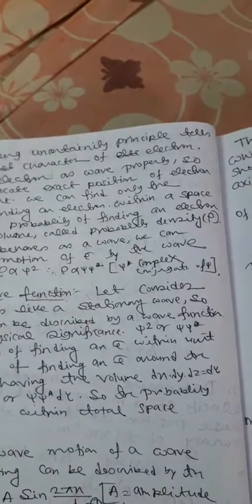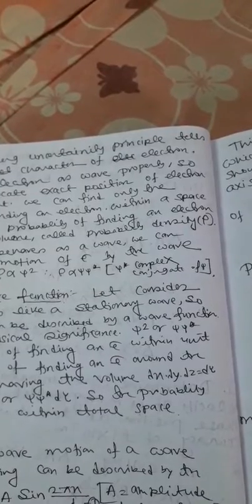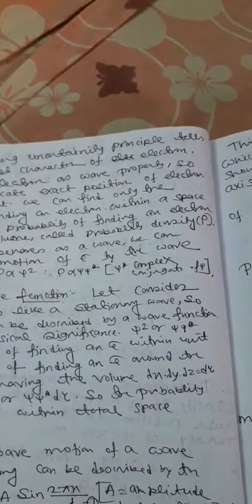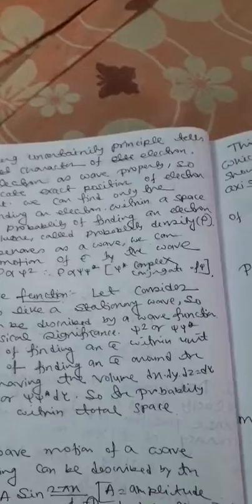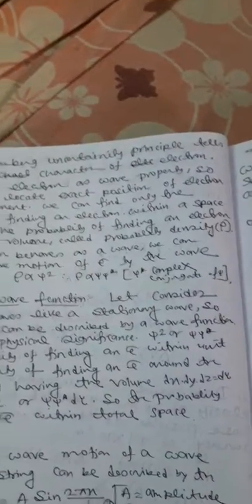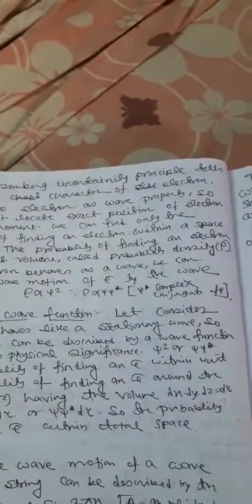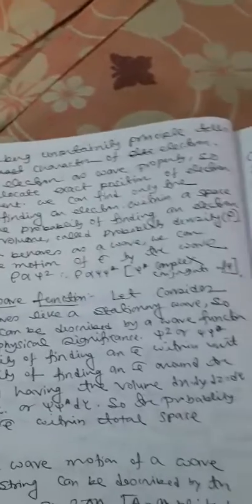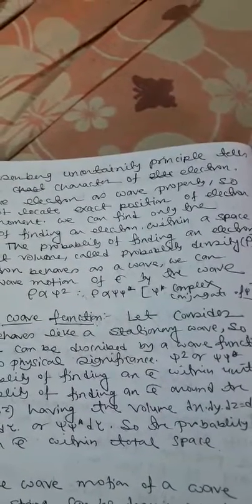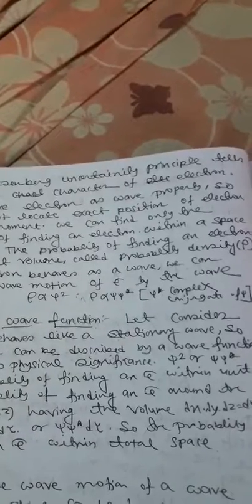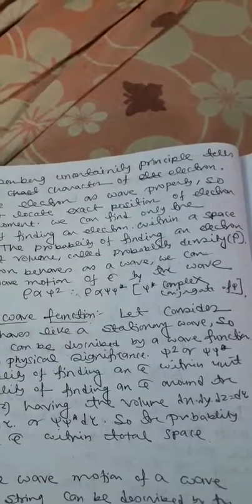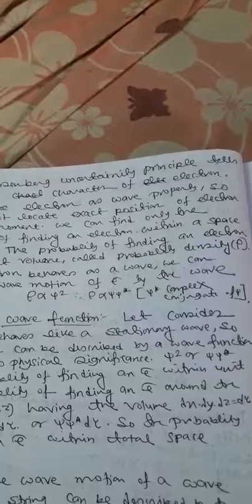According to Heisenberg principle, electrons have some wave character. Since if an electron has wave property, we cannot locate the exact position of an electron at any moment. We can find only the probability of finding an electron within a space or a point.